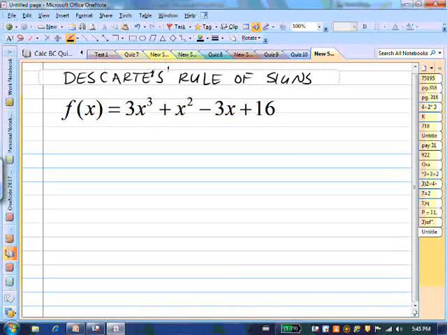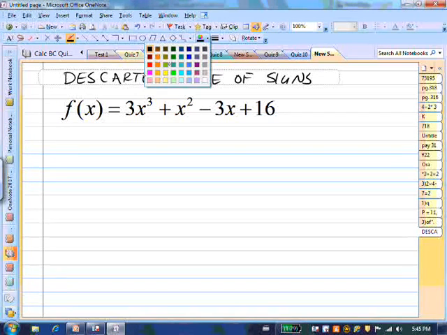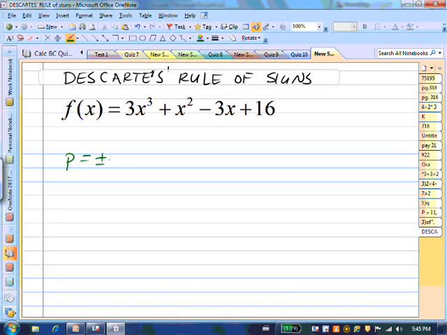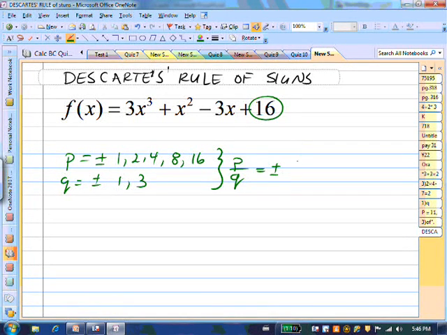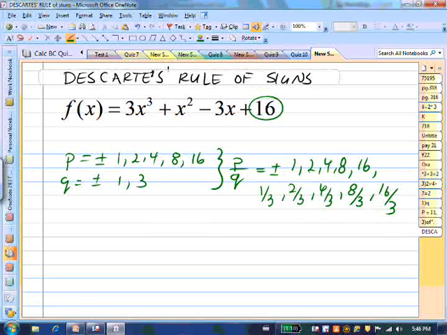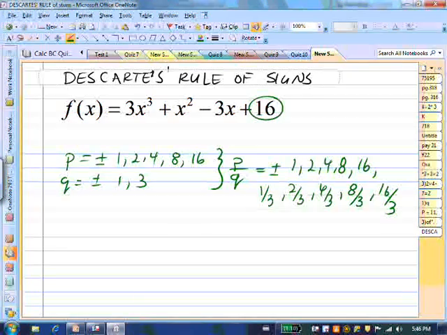All right, so if we were to go through the whole P over Q mess, P would be plus or minus 1, 2, 4, 8, 16. That's going to be a lot. Q is going to be plus or minus 1 and 3. So you can already see that P over Q is going to generate quite a lot of choices. It's going to have 1, 2, 4, 8, 16, and then it's also going to have 1/3, 2/3, 4/3, 8/3, 16/3. So 1, 2, 3, 4, 5, 6, 7, 8, 9, 10, 20 choices because of the plus or minus. That's an awful lot to deal with.